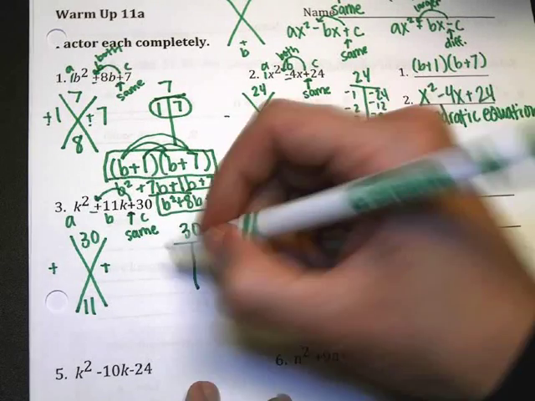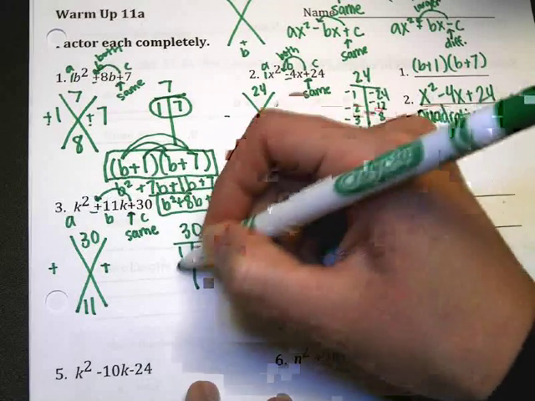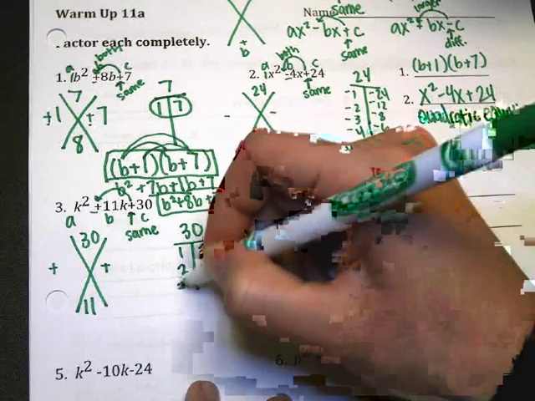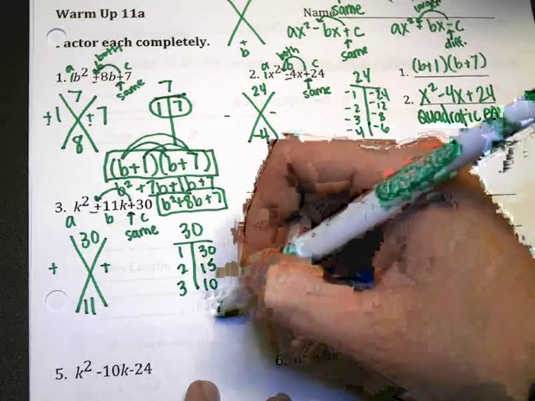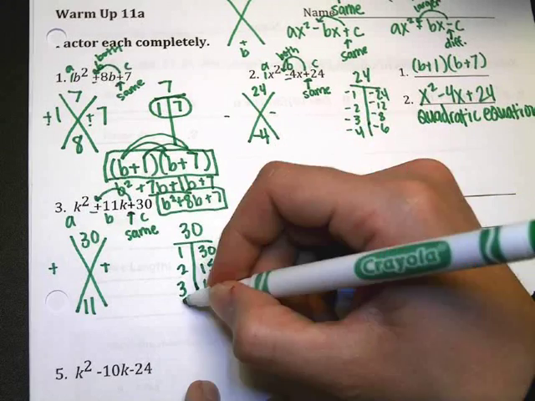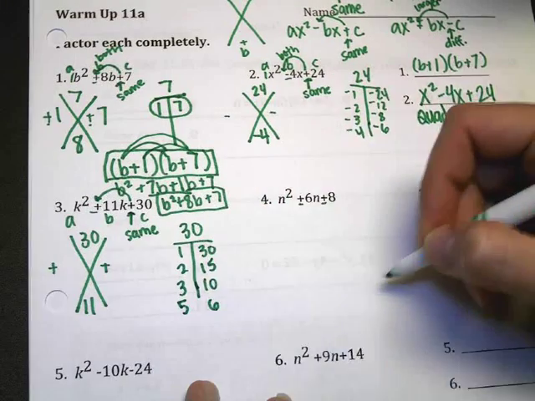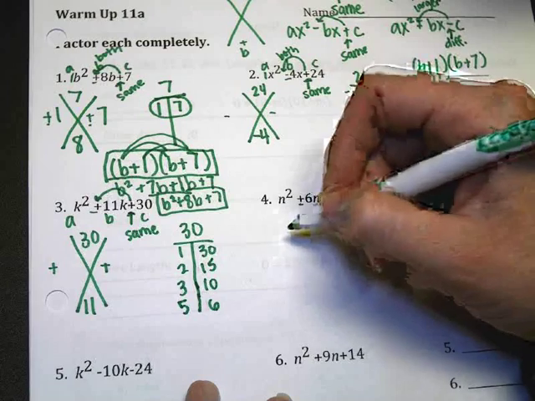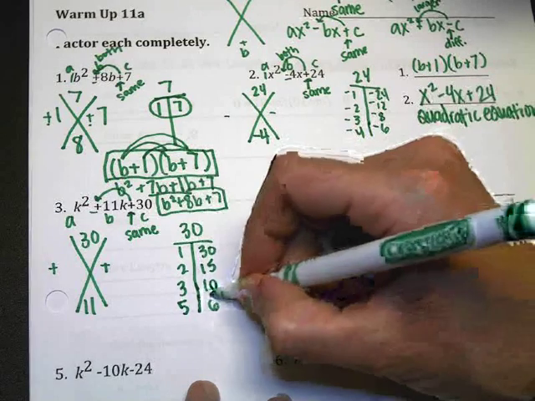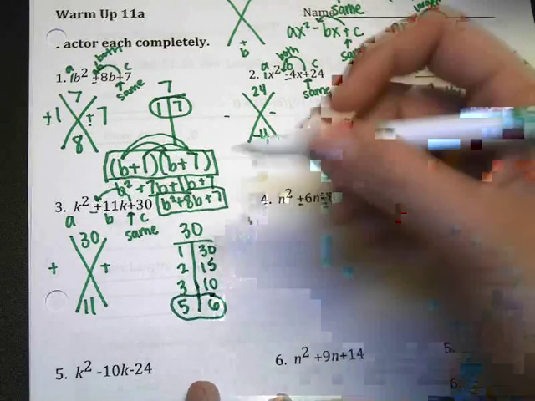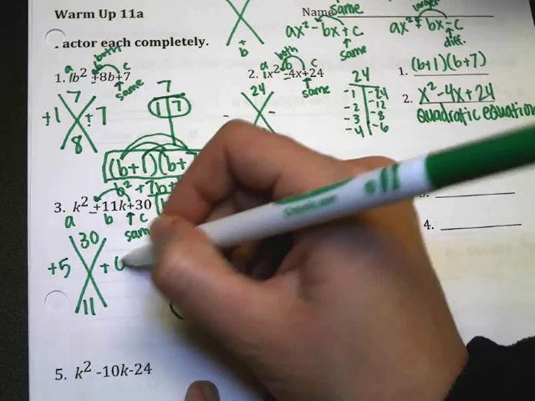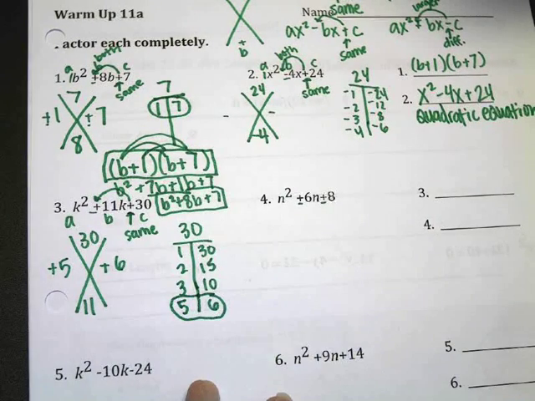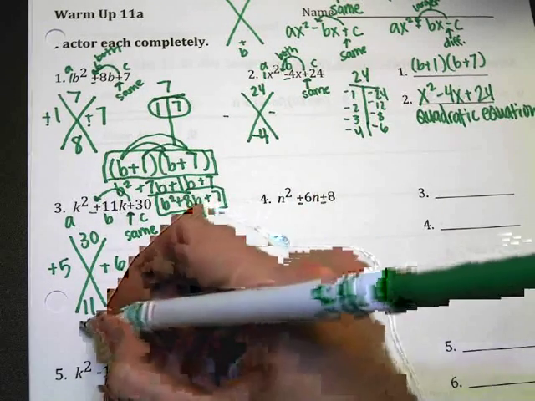1 times 30, 2 times 15, 3 times 10, 4 doesn't go into 30, 5 times 6. So you're looking for which ones add to give you 11. Hopefully you see that 5 plus 6 adds to 11. So those are the factors that you're going to use. You break it into your parentheses.